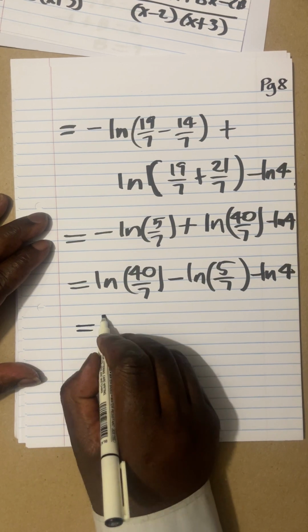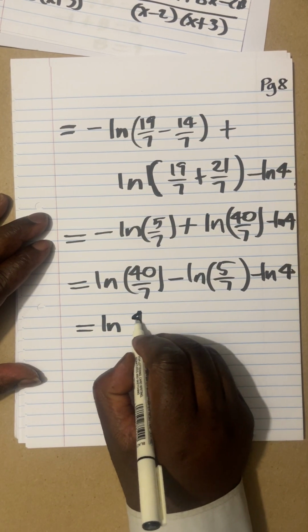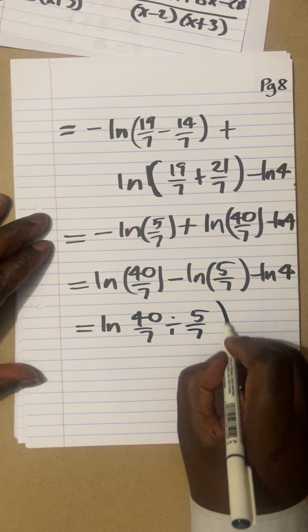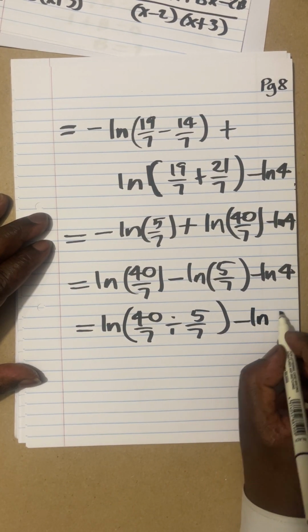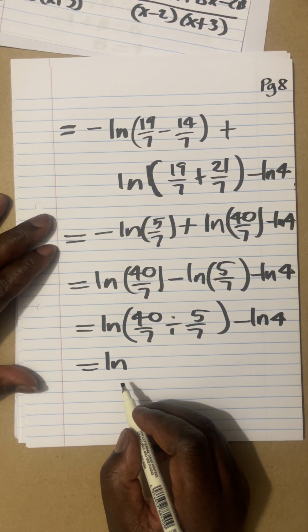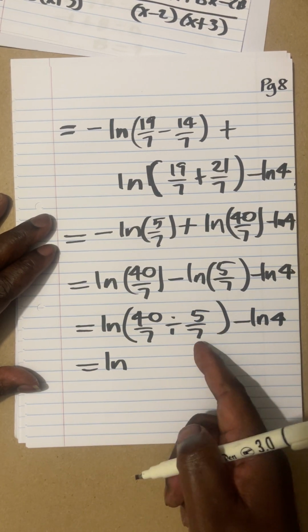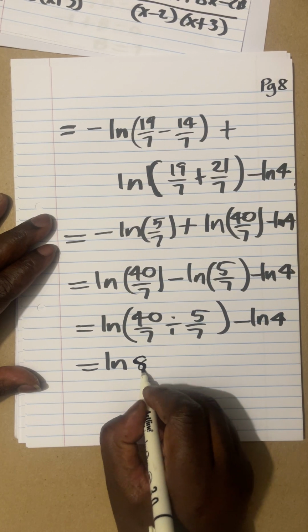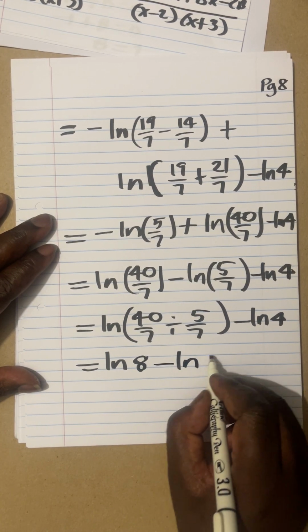So I'm going to say this is natural log of 40 over 7 divided by 5 over 7, like so, and then minus natural log of 4. Now, what is this? Natural log of this one here, if you divide it, it's going to give you 8. The 7 goes up, 5 comes down. The 7's cancel, 5 into 40, natural log of 8. That's what you have. And then you have minus natural log of 4.